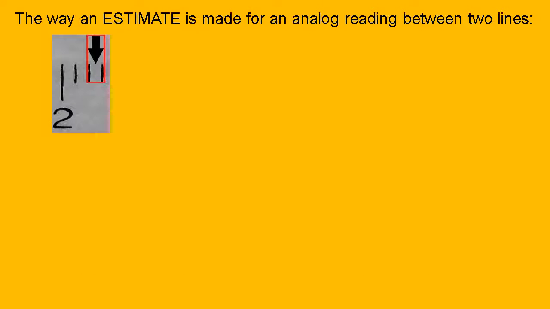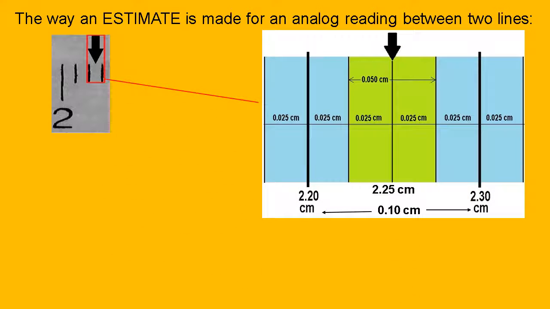The way an estimate is made for an analog reading between two of its smallest division lines would be to imagine an arrangement like this, where the blue area and the green area represents 1/2 of the division distance. And you can see that the blue area left hand surrounds the 2.20 reading, and the green area surrounds the center line, which is 2.25, and the right-hand blue area would surround the 2.30 centimeters.